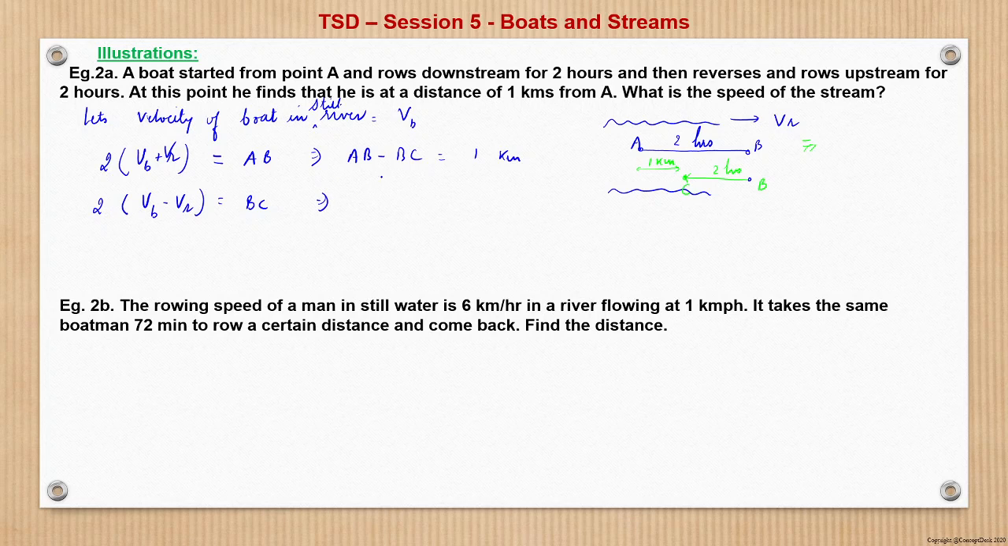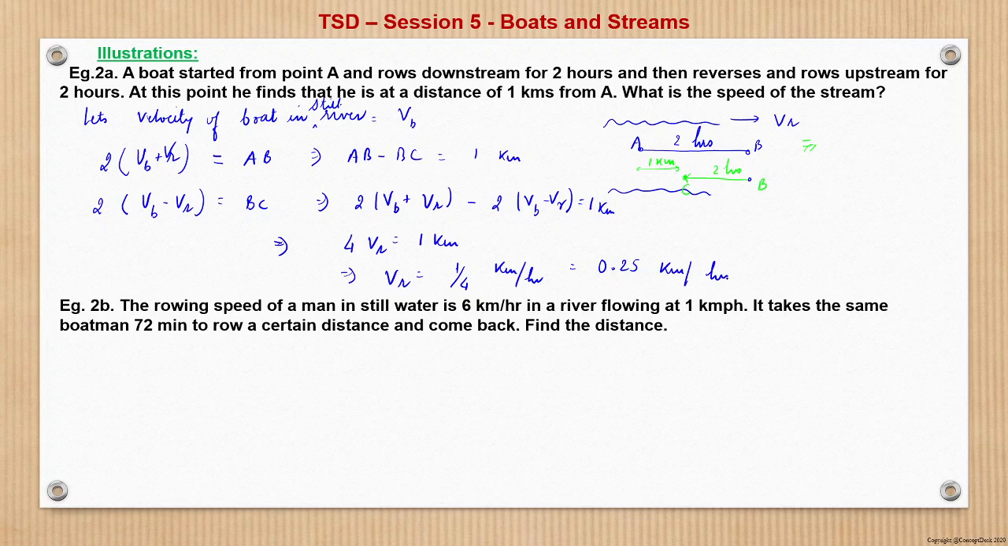So from here we can say AB is 2 VB plus VR minus 2 VB minus VR, and this is 1 kilometer. If we solve this, VB will get cancelled out, so it becomes 4 VR is equal to 1 kilometer. So from here, velocity of river is 1 by 4 kilometer per hour, which is 0.25 kilometer per hour. This is the very, I mean, simple solution, right?